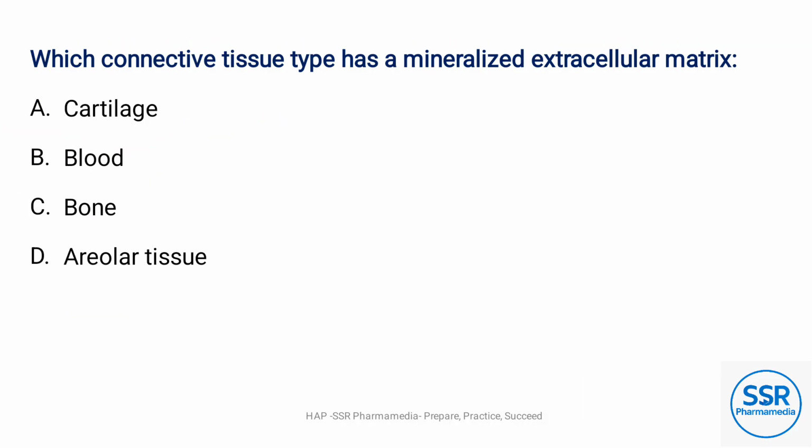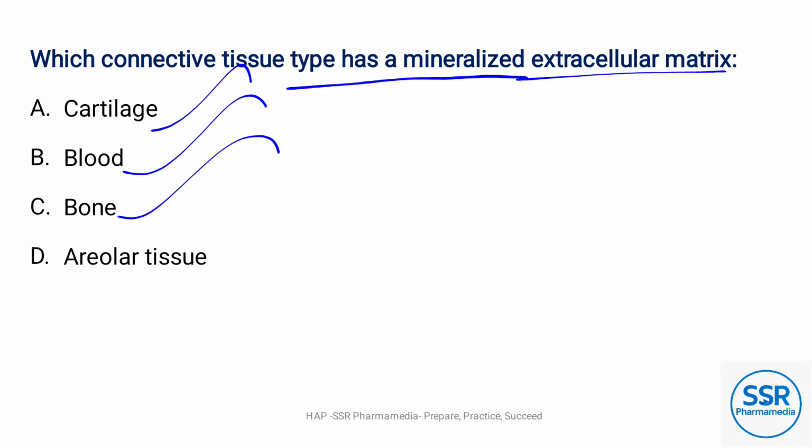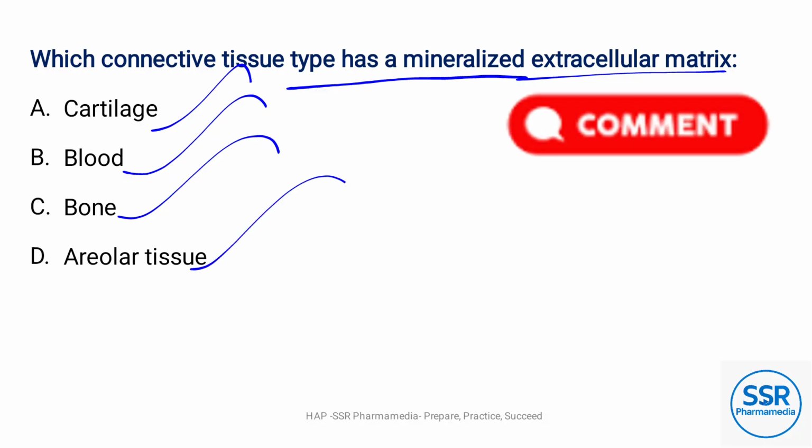So next question, which connective tissue type has a mineralized extracellular matrix? Option A, cartilage. Option B, blood. Option C, bone. Option D, areolar tissue. So write your answer in the comment box.